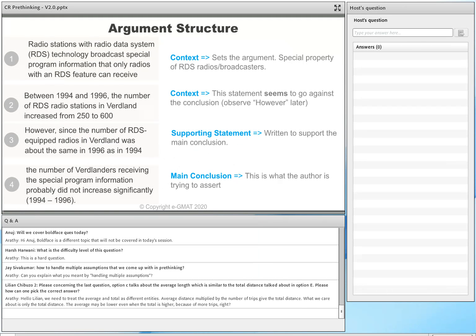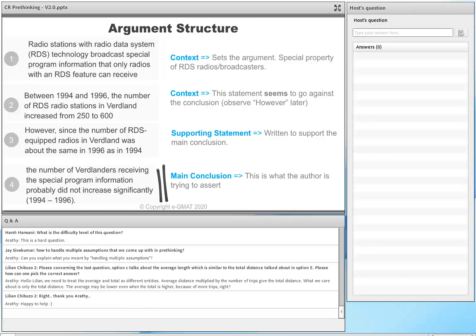Okay, so let's now understand this entire argument over here. So what is the author saying? The author is saying that, hey, the number of people who received special programs information in 94, 1,000 received SPI or special programs information in 1996. Let us see, why does the author say that?